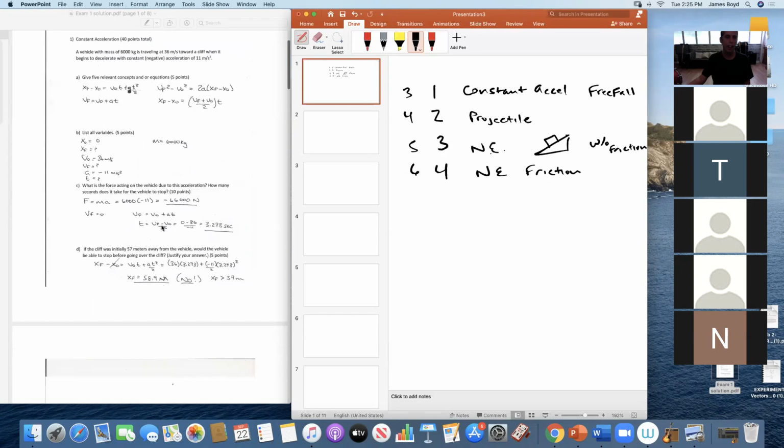This gets a little bit trickier. This is a little bit of a tricky question. It says, if the cliff was 57 meters away, would the vehicle stop? Some of you may have a hard time changing gears. I sometimes have a problem changing gears in this way. But basically, I'm telling you that I want to know how far the vehicle has to go before it stops.